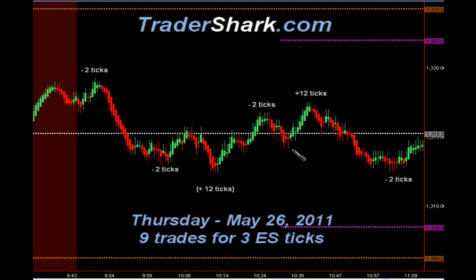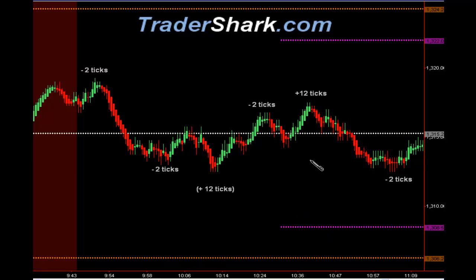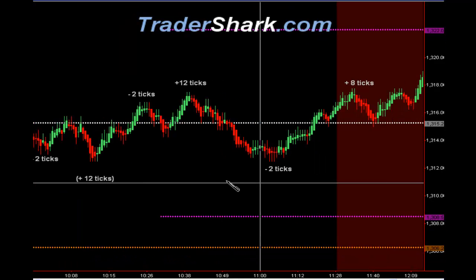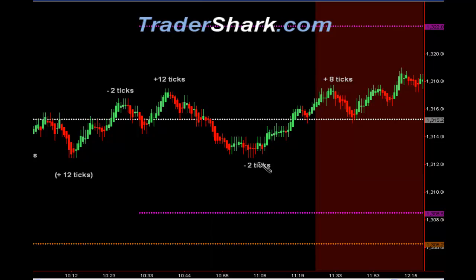However, for the purposes of the manual, we had another opportunity to get long. Target 1 was hit and took a stop for -2 ticks. Shortly thereafter, another opportunity to get long. Target 1 and target 2 for 12 ES ticks. Continuing on into the day, just prior to the lunch zone, we had an opportunity to get short. Target 1 was hit, and just notice we started going to serious consolidation here. We took a loss for -2 ticks.